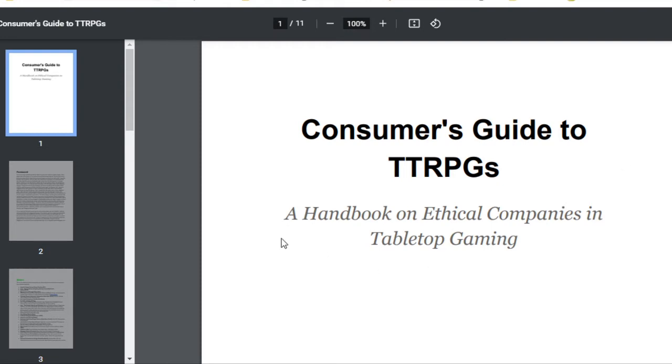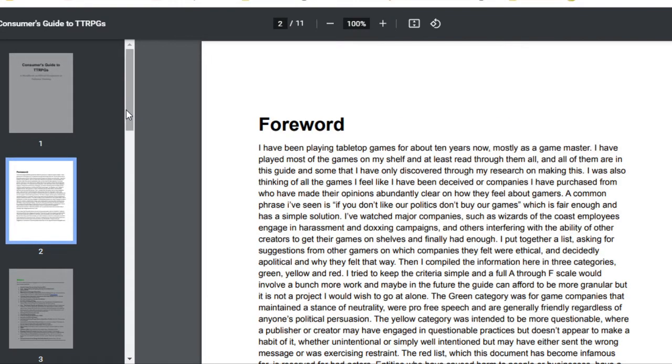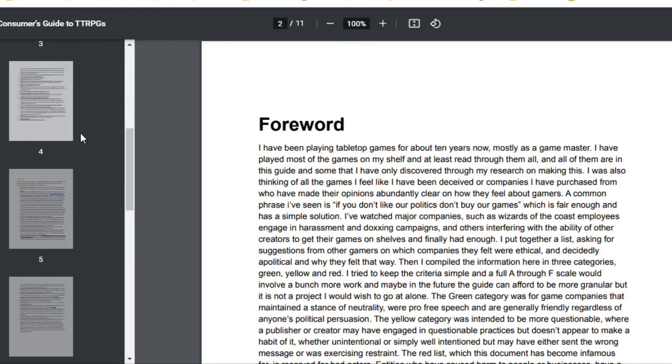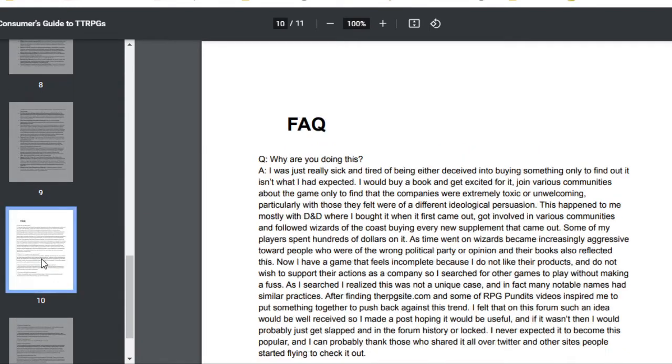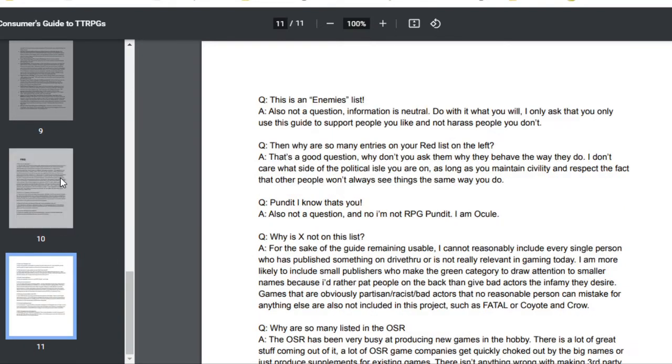Now they go in a little bit more detail as to why they're doing this. They've got a foreword where they give some more information. They've got your actual list, and then at the very end, there's a frequently asked questions with a little bit more info.